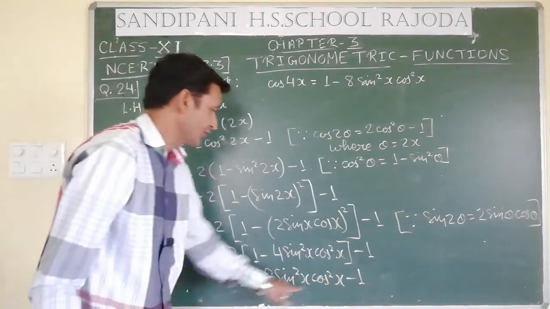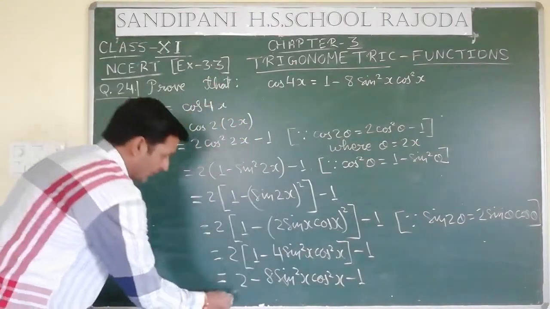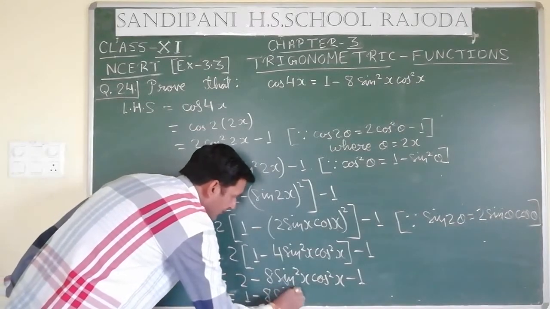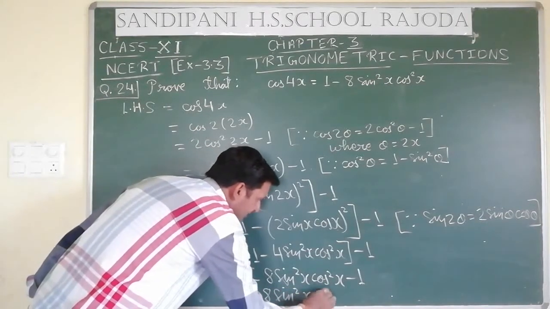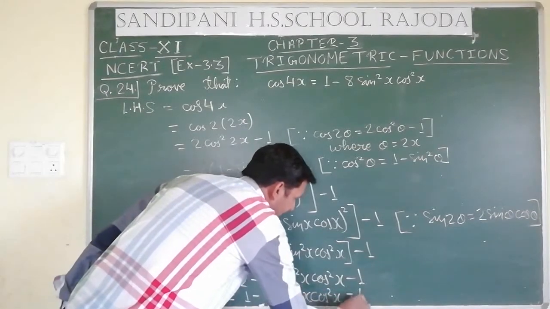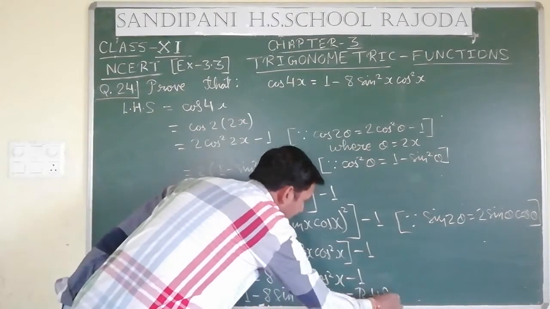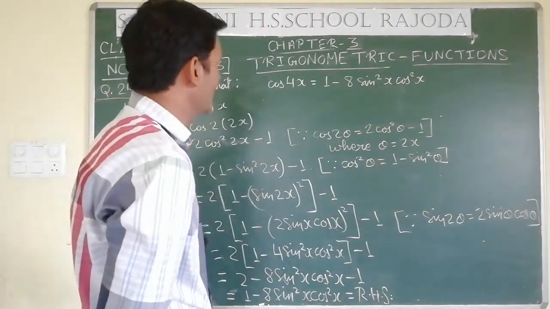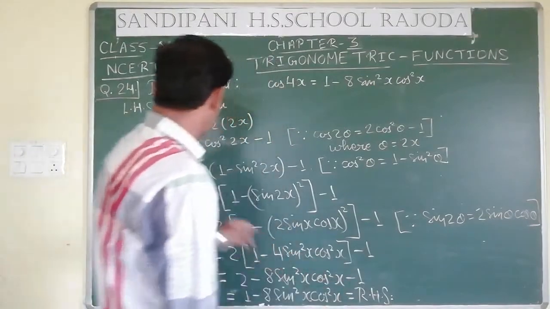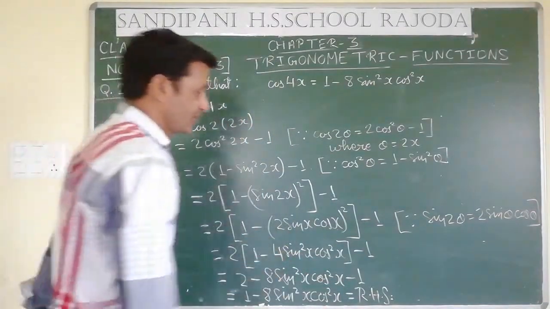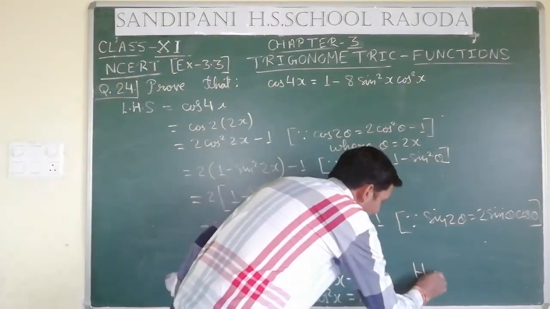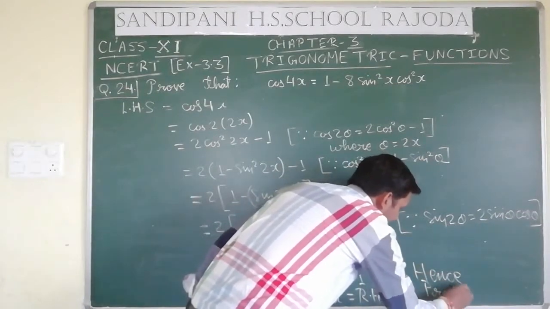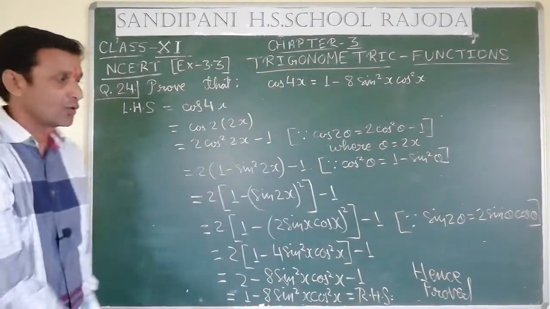So it is well clear. 2 minus 1 is 1. So it will be 1 minus 8 sin square x cos square x. This is our RHS. See there at the top of the question, it is our RHS part. So 1 minus 8 sin square x cos square x means we have taken LHS and RHS is proved. So we may write here hence proved. This is over.